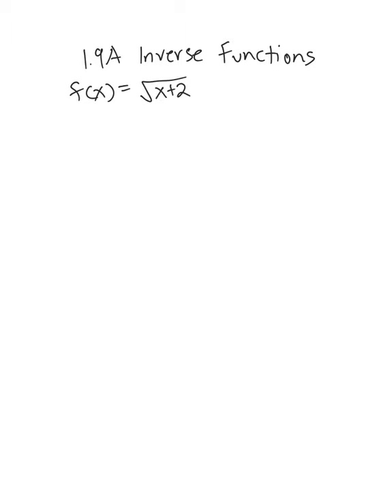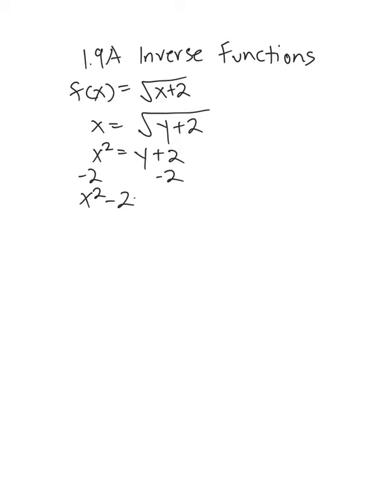To find the inverse function of that, what you would do is switch your y and your x. So if I switch our y and our x, it would be x equals the square root of y plus 2. Then we need to square both sides, and you're left with y plus 2. Subtract 2, x squared minus 2 equals y.